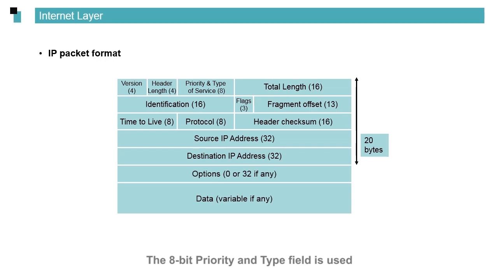The 8-bit priority and type field is used to implement QoS functions. The 16-bit total length field is the total size of an IP packet. The 16-bit identification field and 13-bit fragment offset field are used in fragmentation. The flags field is used for special purposes.